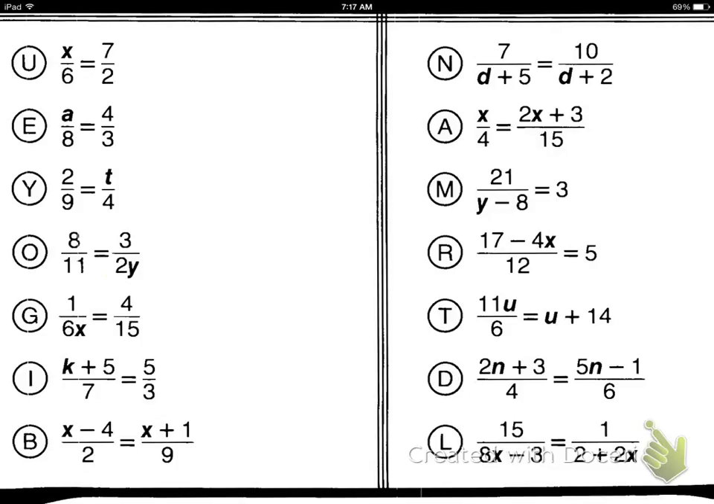Let's try one last time y, because y is the same type as the ones we've been doing. 2/9 equal to t over 4.